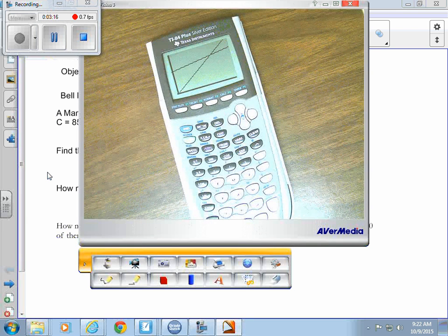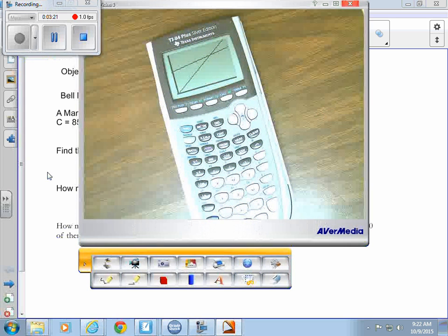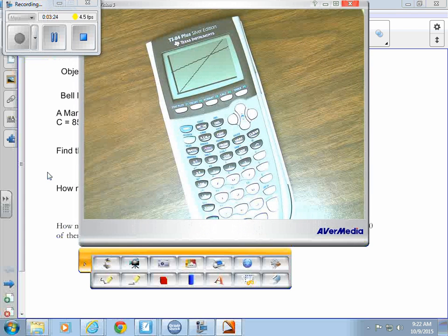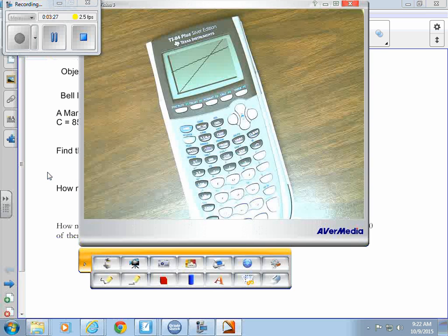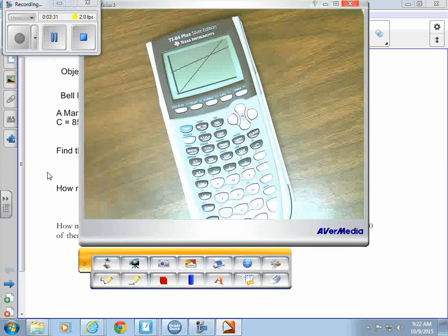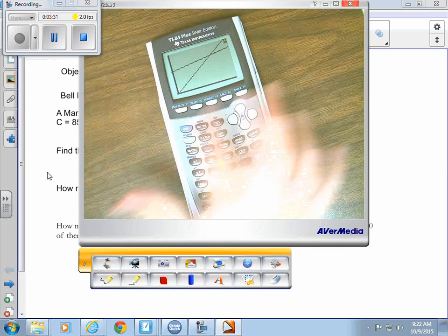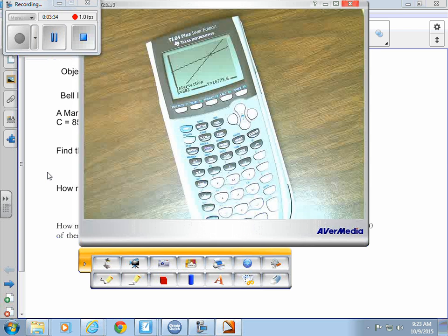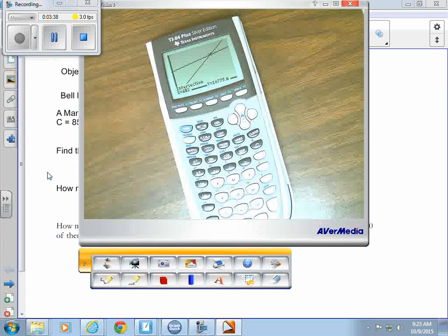Does everyone see how I played around with that until I found those values? Took me a minute, not too terribly long. Use your knowledge of lines to get them in view a little bit and then adjust the window accordingly. Then I'm going to go to second trace 5, enter, enter, enter. So I get 682 and I get 10,775 and 60 cents.